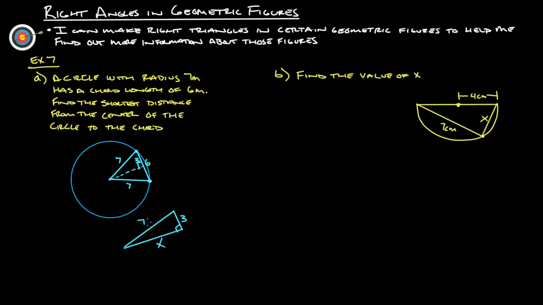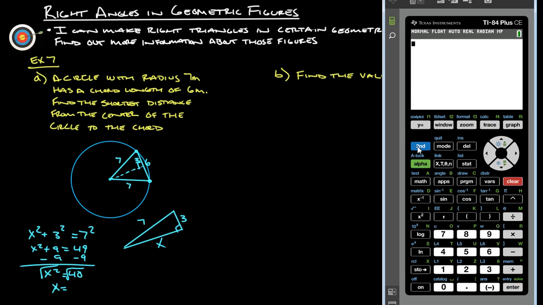Okay, so the hypotenuse here is 7, so let's make that equal to 7 squared. And then the other two legs are x and 3. So we'll do x squared plus 3 squared equals 7 squared. X squared plus 9 equals 49. Subtract 9 from both sides, and we get x squared is 40. So we square root that, and we get that the shortest distance is square root 40, and that gives us 6.324.